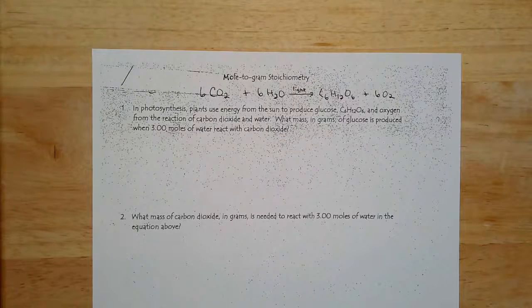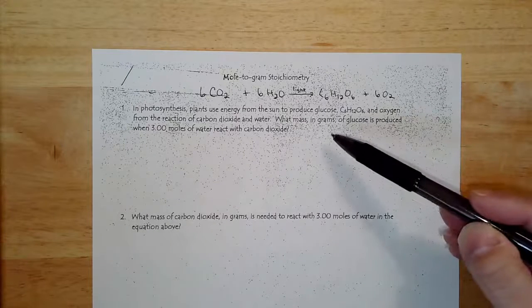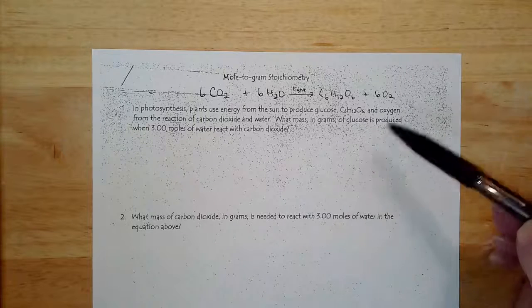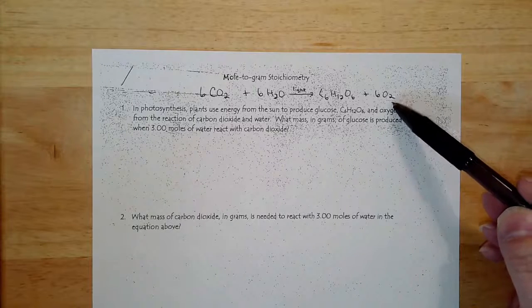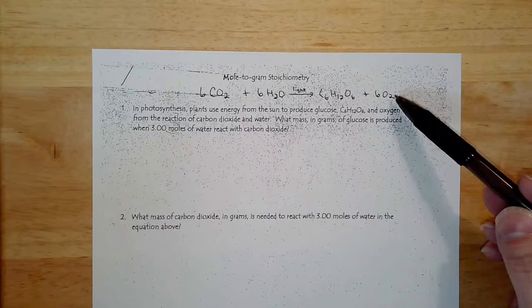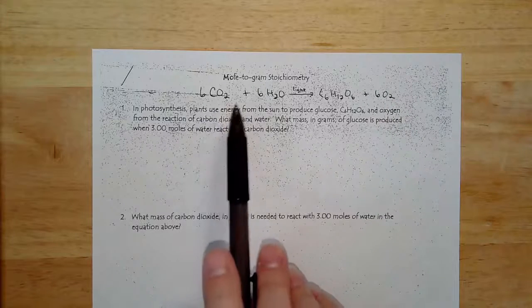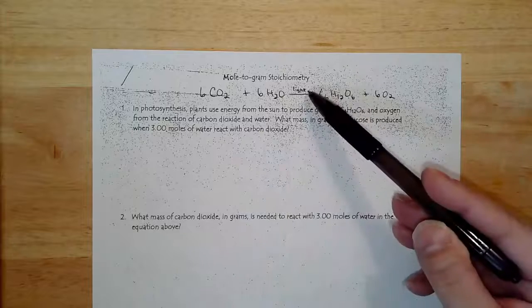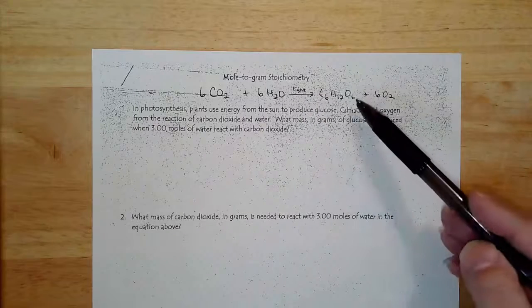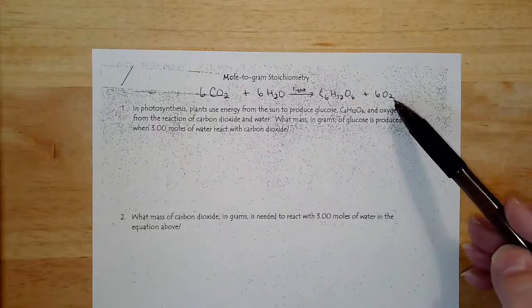So like I said, I wanted to walk you through how to do the first one on this sheet. Numbers 1 and 2 use the same equation at the top here. This is actually the photosynthetic equation. You might remember that from bio, where plants need carbon dioxide, water, and light. There's no chemical formula for light. And they make glucose, sugar, and oxygen.